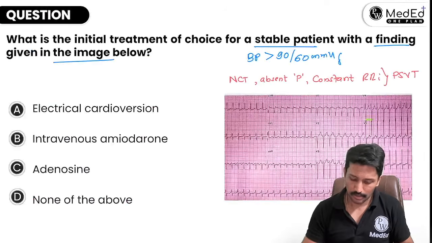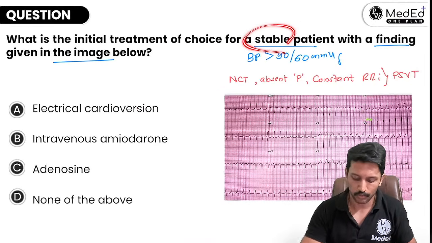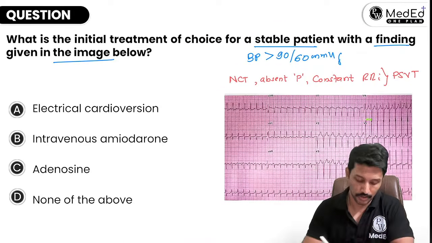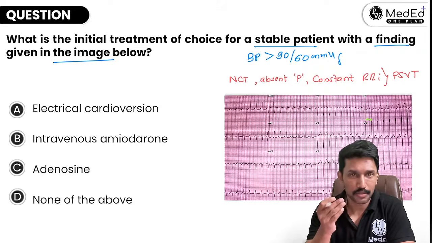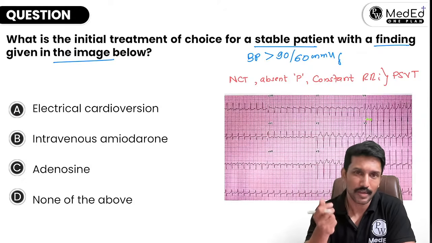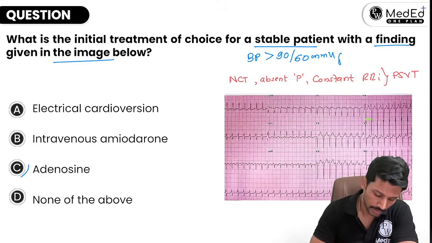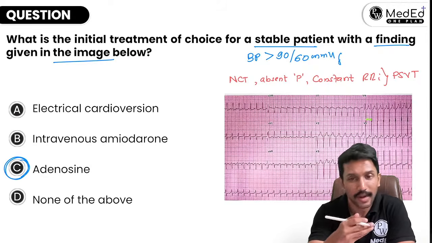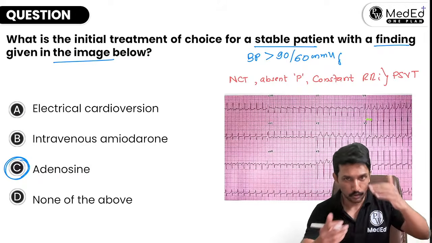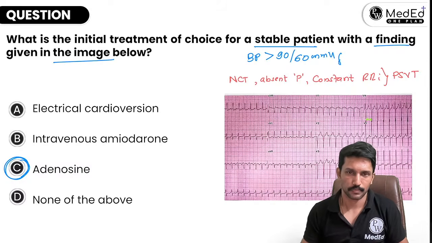So in this case, we are dealing with a PSVT and they have mentioned the patient is stable. So we presume that BP is more than 90/60, so I don't have to go for cardioversion. I have to go with physical measures. There is no mention of physical measures in the options, so then I have to think of the next step. What is the next thing after physical measures? It's going to be adenosine. If I also had an option of carotid massage or Valsalva maneuver, then that should be the next step. When that fails, we go for adenosine.